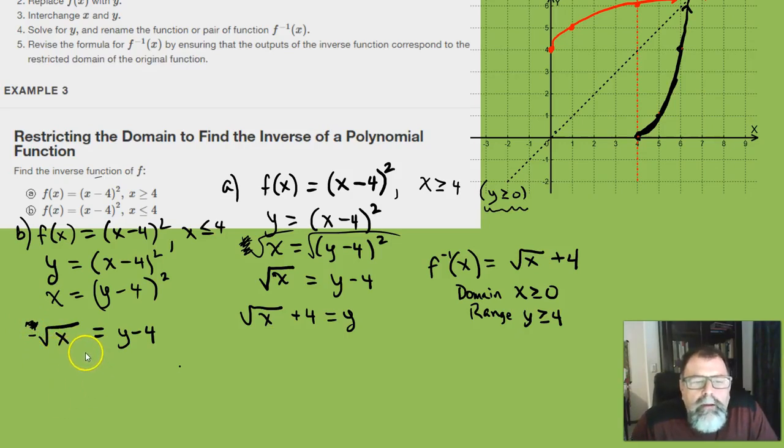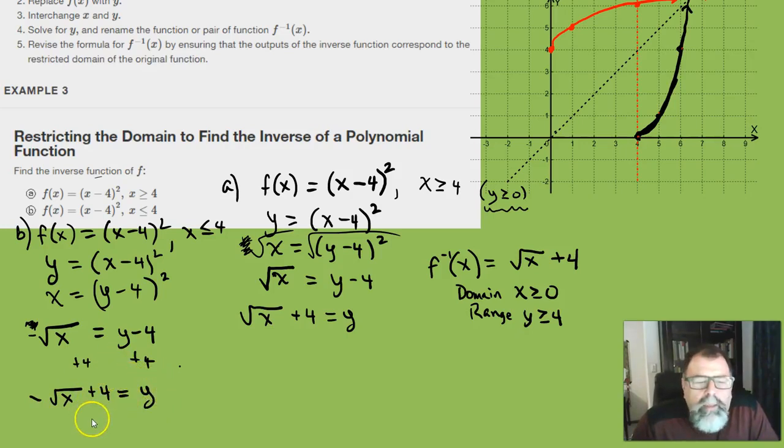And then, so this value has to be negative, right? Because remember that the domain is x, and when we switch it, this x became a y. So y minus 4 has to be less than 0. So that's why this is a negative one. Hopefully that makes sense to you. And then we're going to add 4 to both sides. So negative square root of x plus 4 is equal to y.